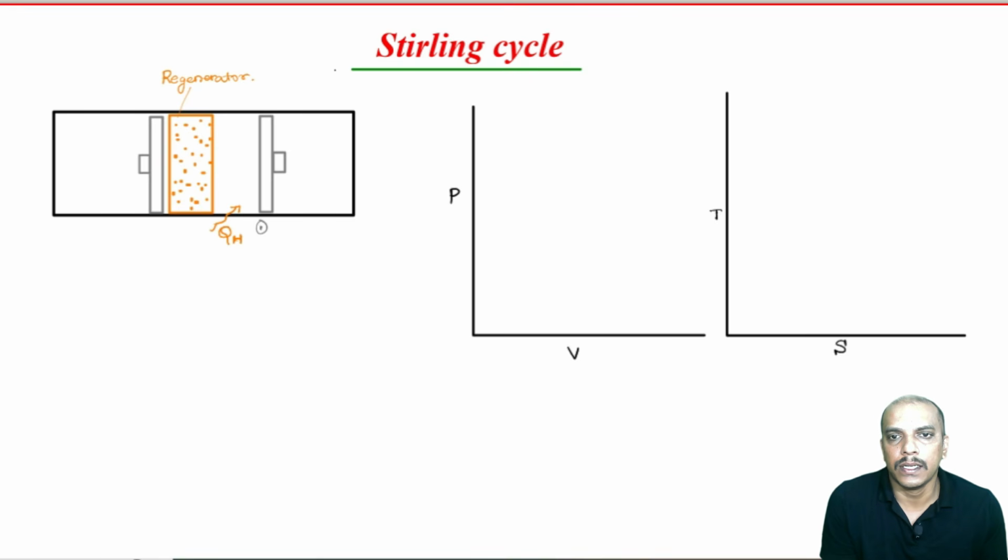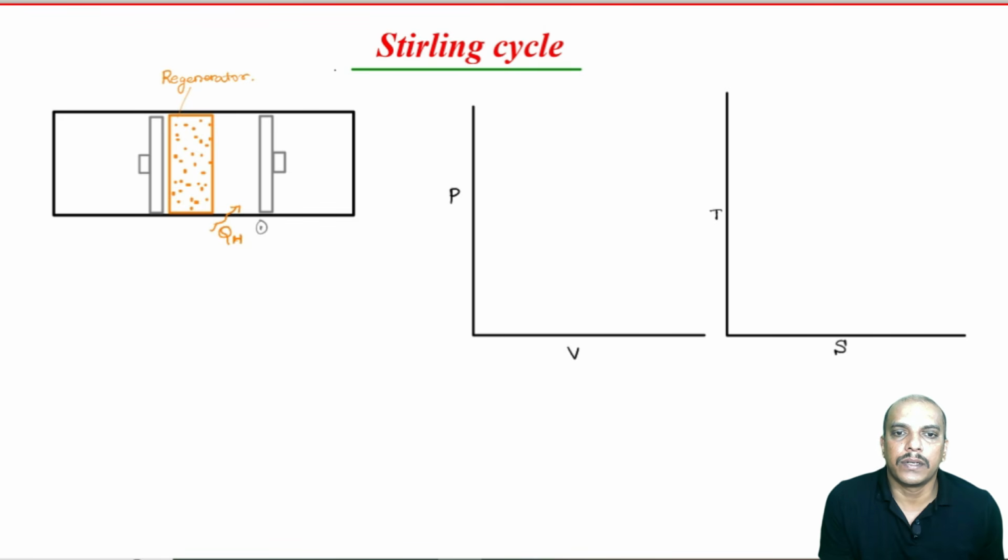Now, let us consider an engine which has one cylinder, two pistons, and there is a regenerator which is fixed. Now, the regenerator's work is to store thermal energy. So, you can imagine that the regenerator is made up of something like a ceramic mesh or wired mesh, which is fixed, all right.